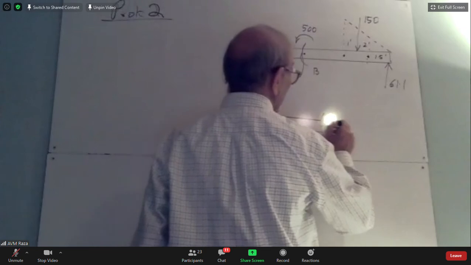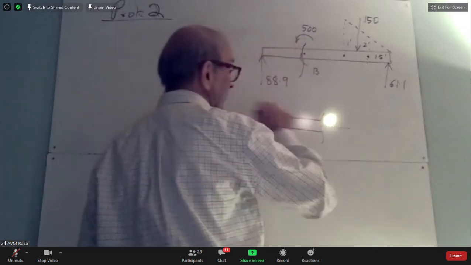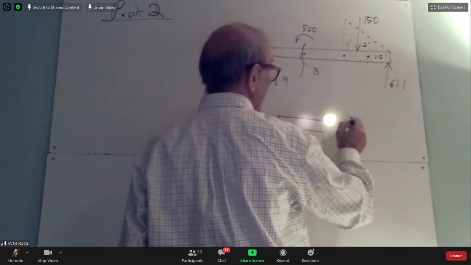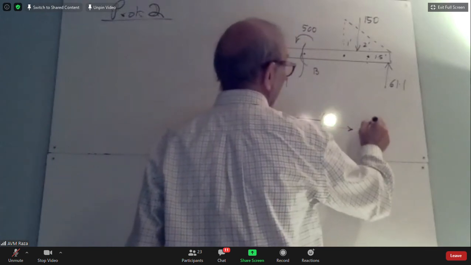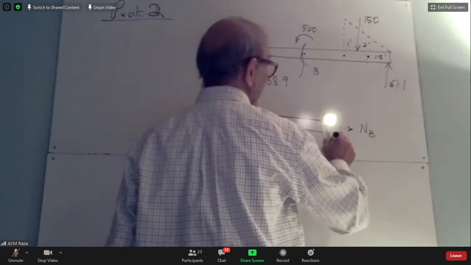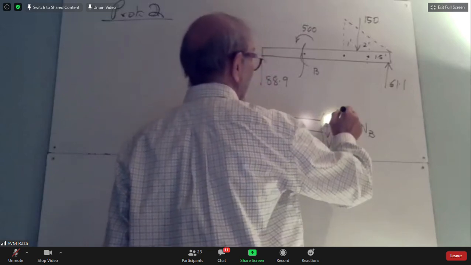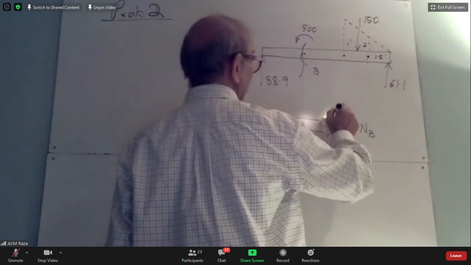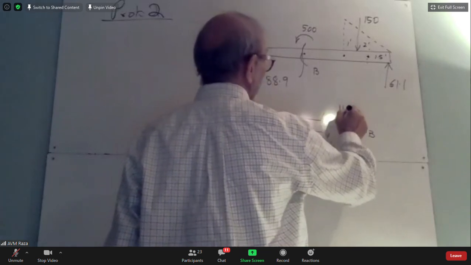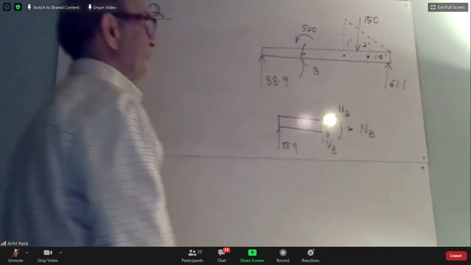What I'm going to show are the internal loads which have been exposed now. They are no more internal. So this will be the normal force at B. There will be a shear force at B. And there will be a moment at B, and you can show the moment any way you want, but let me show it like this, MB.